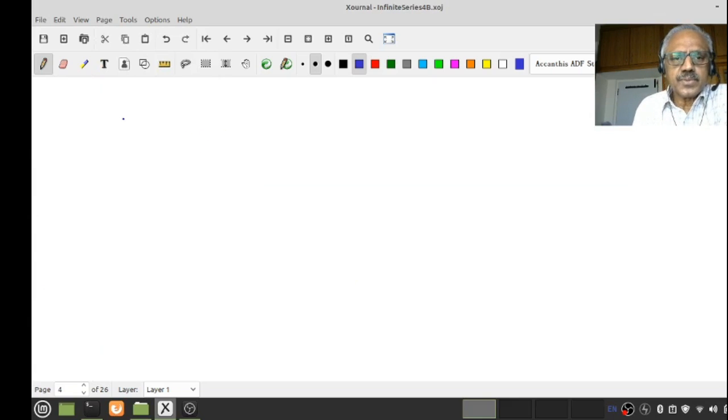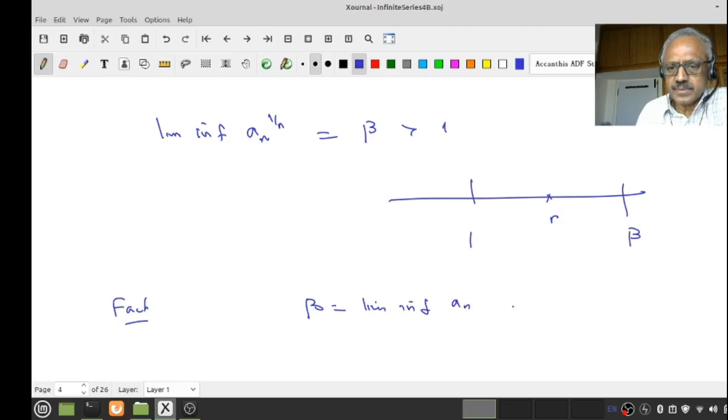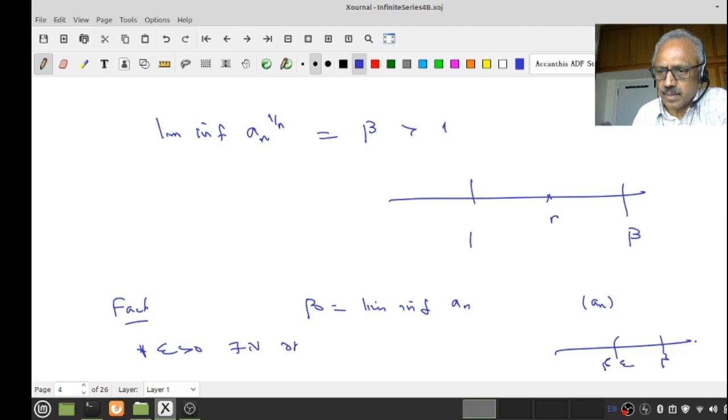Okay, the next version is the following. Suppose liminf a_n^(1/n) is beta, which is greater than 1. So I have 1 and beta. As usual you can find an r which is still greater than 1. So what is the fact about liminf? It's exactly dual to that. If beta is the liminf of a_n's, where a_n is some bounded sequence of real numbers, then for any given epsilon positive there exists an N so that, with beta minus epsilon and beta plus epsilon, for all n greater than or equal to N, my a_n is greater than beta minus epsilon. Okay, this is the fact. Now how do I use this fact?